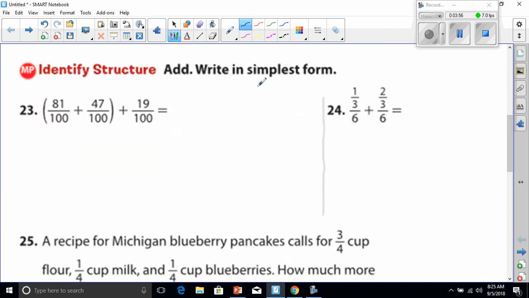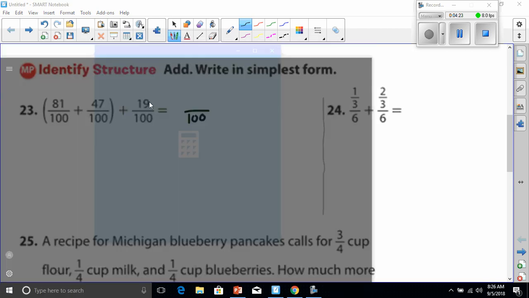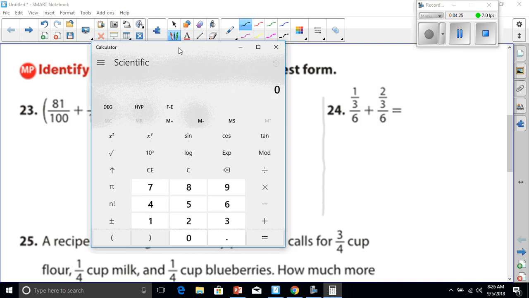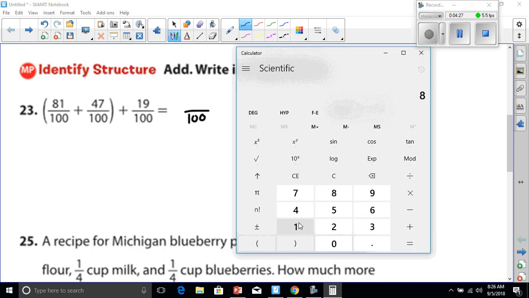It says add, write in simplest form. Well, we're just adding 3 numbers together that are fractions this time. So remember that bottom denominator is always going to stay the same as long as all of my denominators are the same. Now we're just adding 81 plus 47, following PEMDAS. Addition goes reading to the right, so we'll do it to the right. And we'll make sure I get the right answer here by using my calculator.